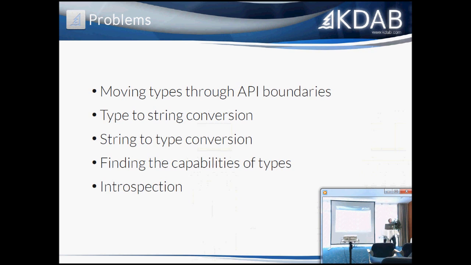So, Python and JavaScript, they're not completely type unsafe. They do have types, but the type is only determined at runtime. So you do need to be able to know what type a certain object is and what its base type is and everything like that. That's the introspection side of it too.